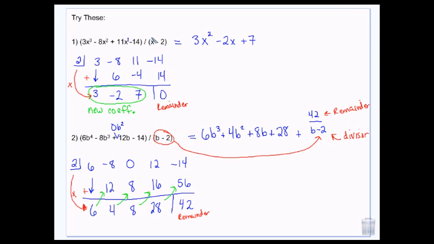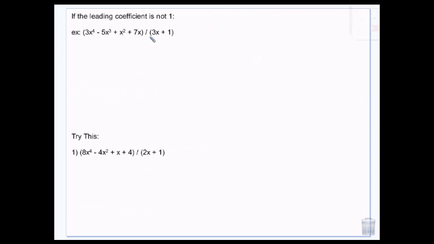Synthetic division works best when there's no coefficient on this x here, or b, or whatever letter this is, when there's no number on that part. Here's why. If I have a coefficient right here on the divisor, I can't use synthetic division the way it is. I have to divide everything by this number, so I have to divide everything by 3.